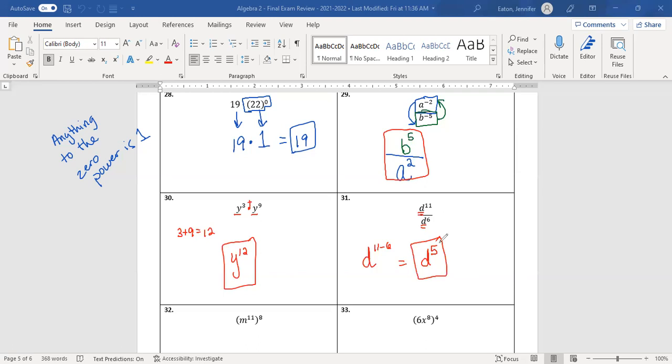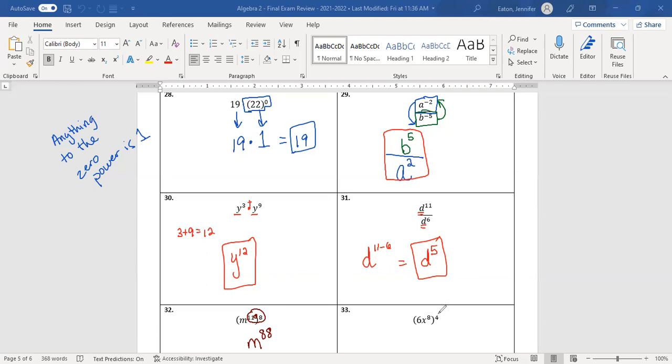Moving on to problems 32 and 33, we have a power to a power here. So we have m to the 11 to the 8th. We have a power to a power. We multiply those exponents when that happens. So 11 times 8 is 88. So we have m to the 88th power.